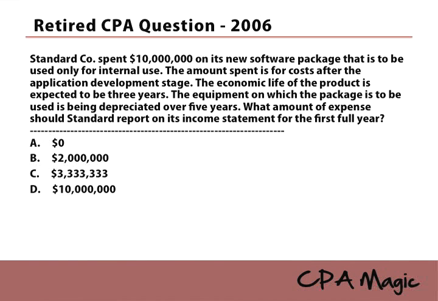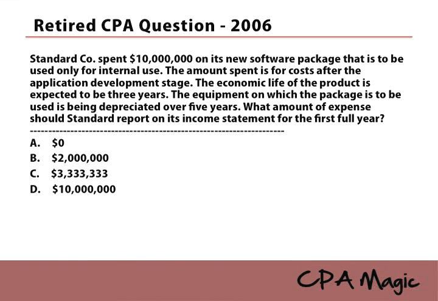Economic life of the product expected to be 3 years. All right. Remember, internal use software always amortized using the straight line method over its economic life. So I think I already even have enough to answer this question. Let's look at the next line. The equipment on which the package is to be used is being depreciated over 5 years. I don't care about that. It doesn't matter on the equipment in which the package is to be used. So I don't care about the computer. I'm talking about the intangible of the capitalized software costs here. So that's just in there to distract you.